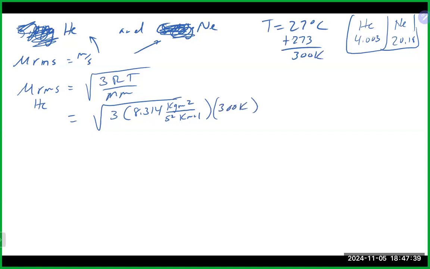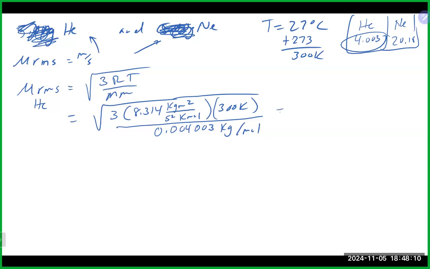And again here, this is why you didn't really need the 5 grams. You just needed the molar mass here. So that is going to give us 0.004003. Again, we need kilograms per mole, so we do need to divide the molar mass by 1,000 there to get it into kilograms. That's going to give us 3 times 8.314 times 300 divided by 0.004003. Again, we're going to take a little square root of that.